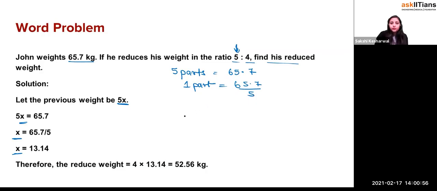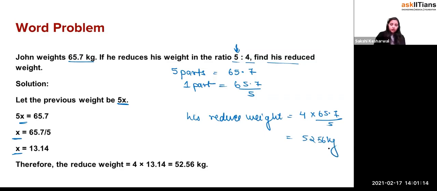Now his reduced weight will be how much? His reduced weight is equal to 4 parts. That is equal to 4 into 65.7 divided by 5. So he did the calculations over here, and it's 52.56 kg. That's it. That's how you have done it.